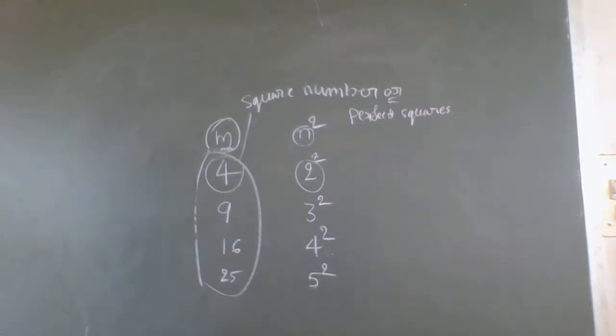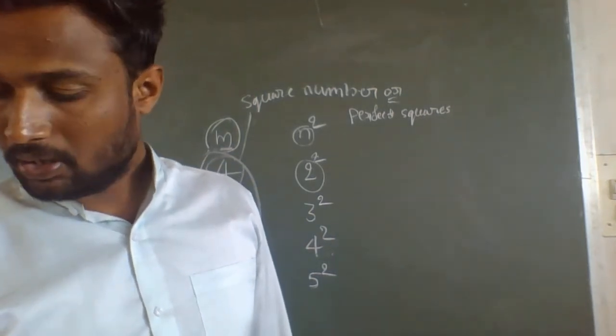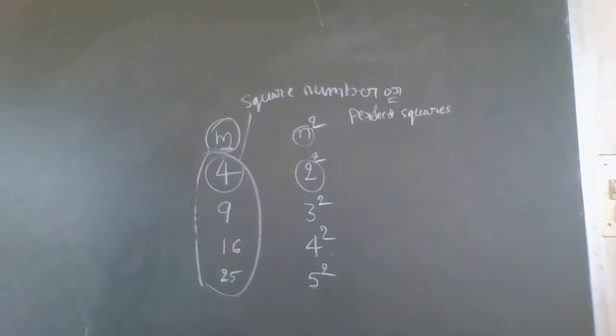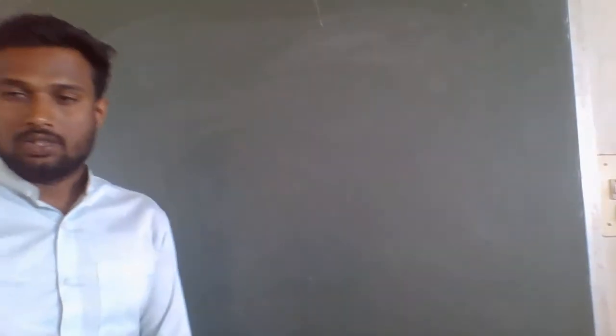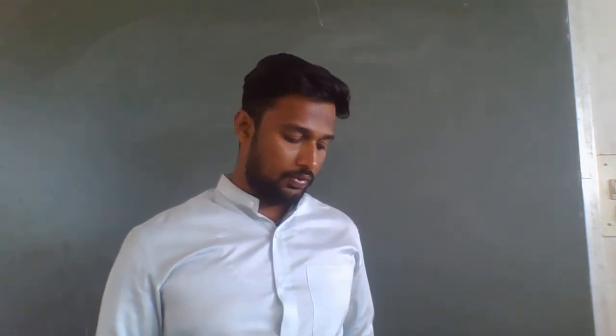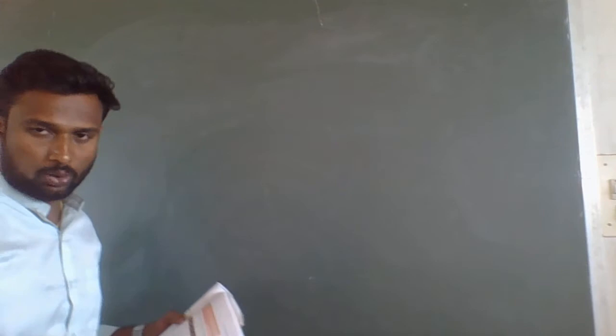Now we will discuss the table given on page number 91. On page number 91, table 1 is given in chapter 6. They have given numbers from 1 to 50 and the squares of those numbers. I will consider only numbers from 1 to 20 and write the square numbers.